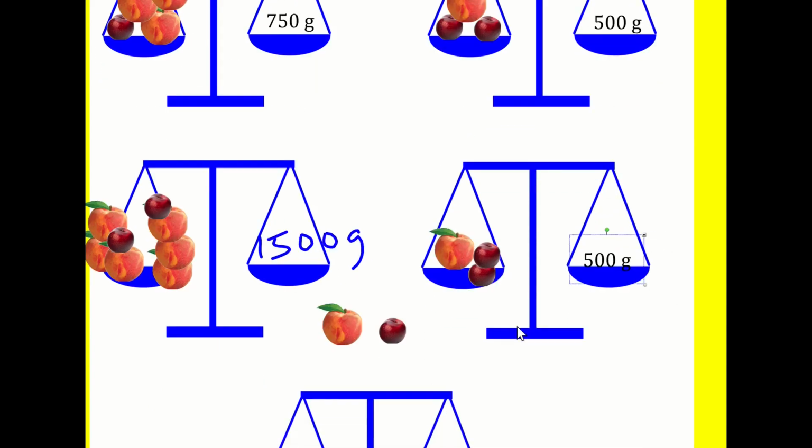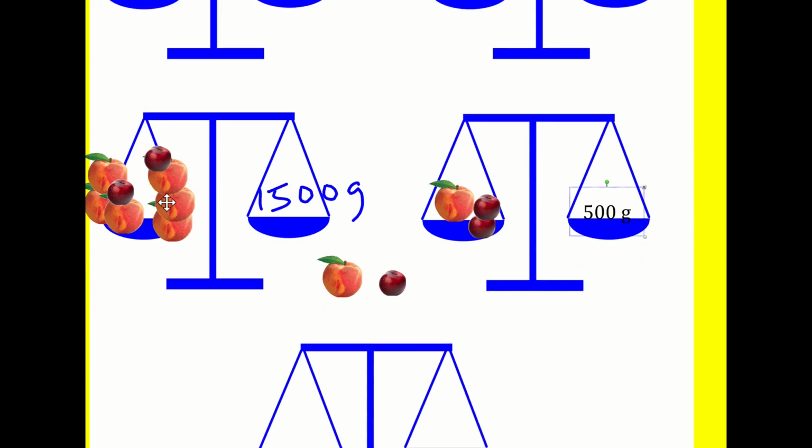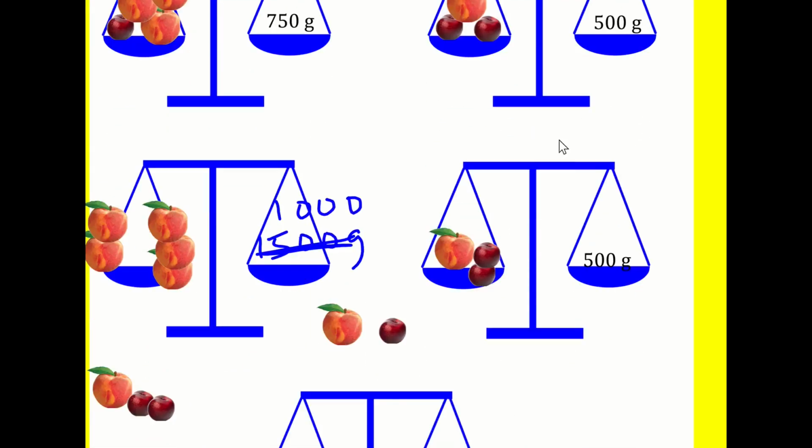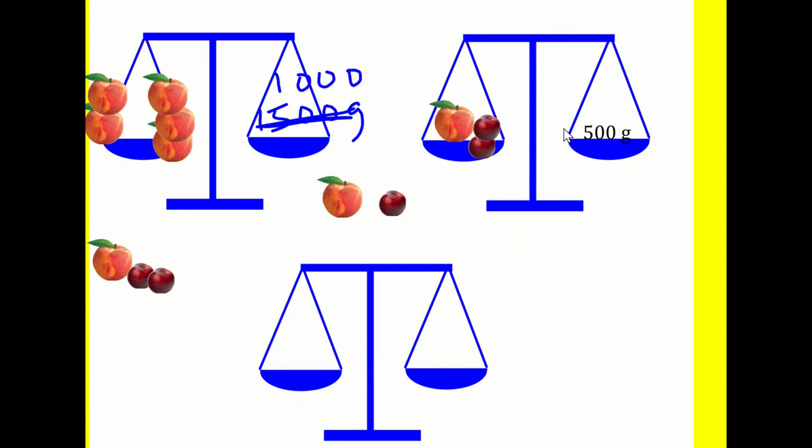So what I can do now is basically do what I did before. I can take a peach and 2 cherries away, but that's going to mean I have to take 500 grams away from this side here. I've got 1,000 grams. So this is equivalent to me subtracting the equations, just like we did before. Subtract, I'm going to get that 5p is 1,000. I'm just showing it visually and I'm showing it algebraically, and hopefully you can see it's consistent, it makes sense.